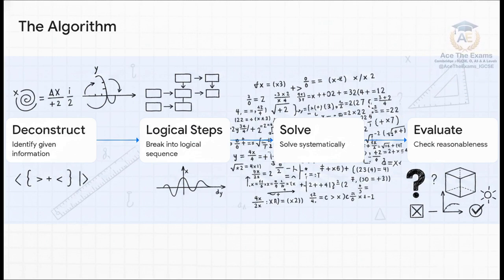Third, you solve systematically, and I mean writing down every single mathematical manipulation. And finally, evaluate. Check for reasonableness. Seriously, if you calculate a negative volume, your system just crashed. There's no way around it. You need to justify your positive output and fix those bounds.